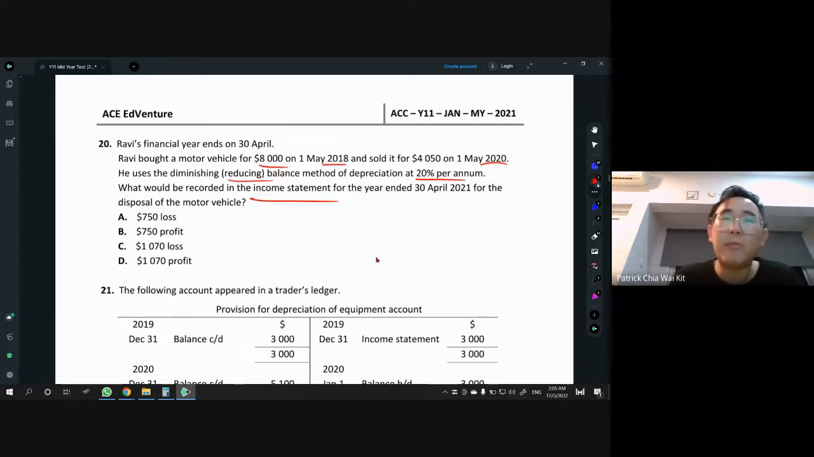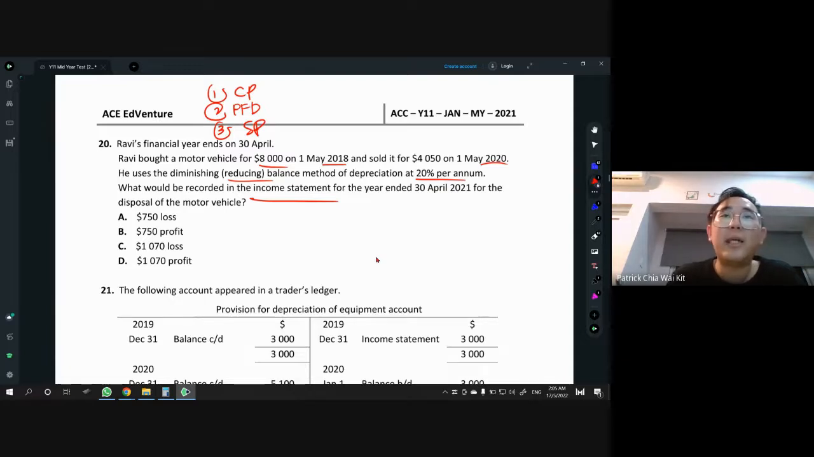Right? So how to do disposal again? Disposal has 3 steps, of course. Step number 1, you need to know the cost price, the CP. Step number 2, you need to know the total depreciation, the PFD, which is the provision for depreciation. The third part, of course, you need to know the selling price. These 3 main things: the selling price, cost price, and PFD. Then you can calculate and get your gain or loss.